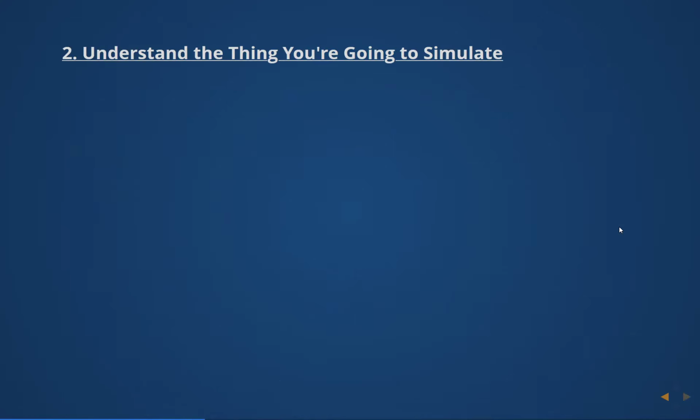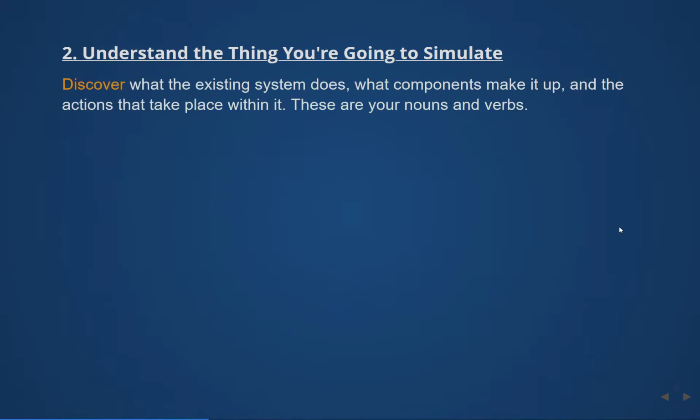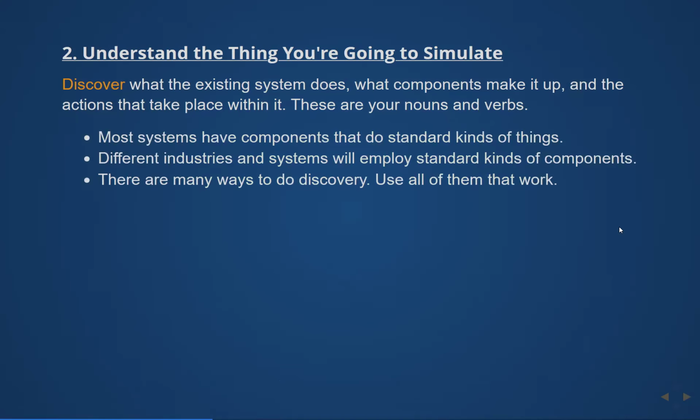If we're going to simulate something, we need to understand the thing we're going to simulate. So we do that by doing discovery and data collection. Discovery involves finding out what the existing system does, what parts it consists of, and what happens inside that. Those are your nouns and verbs, the components and actions.